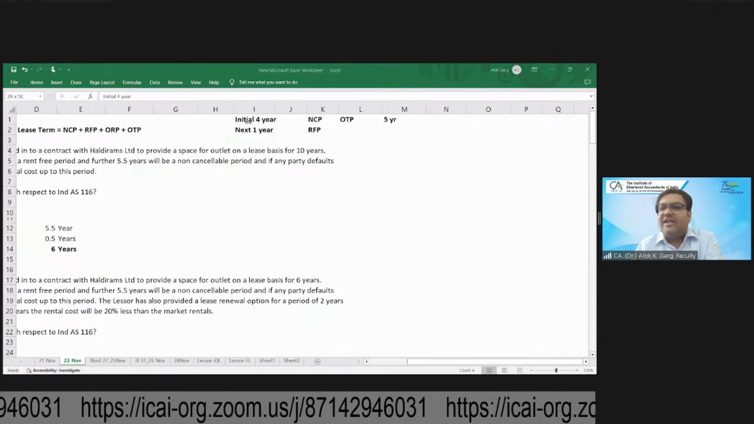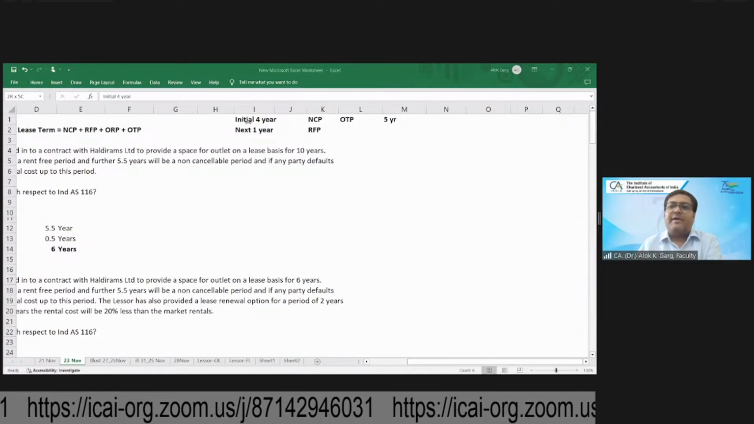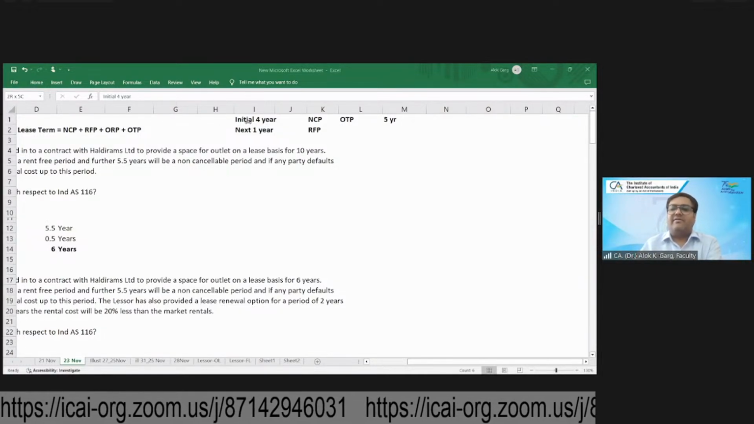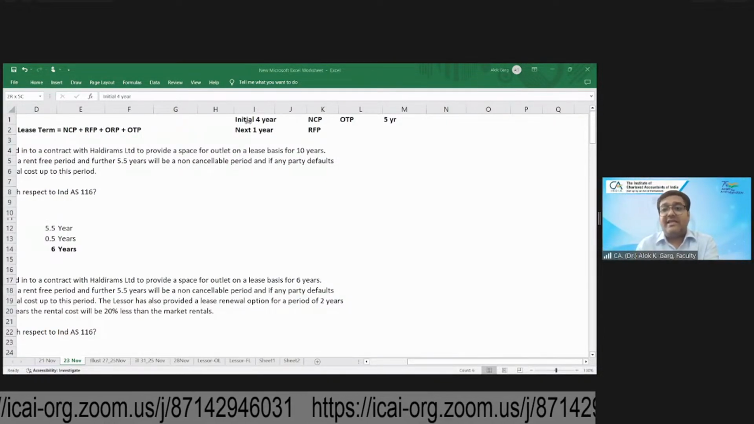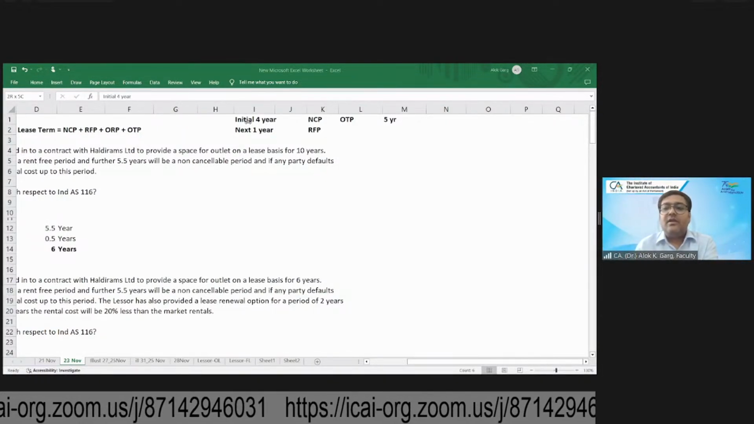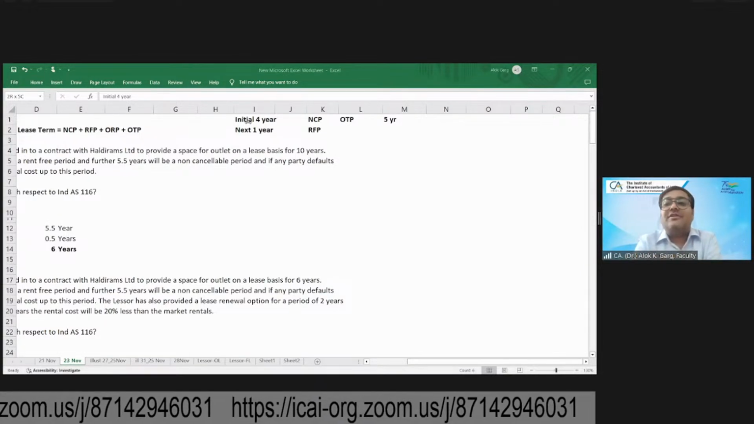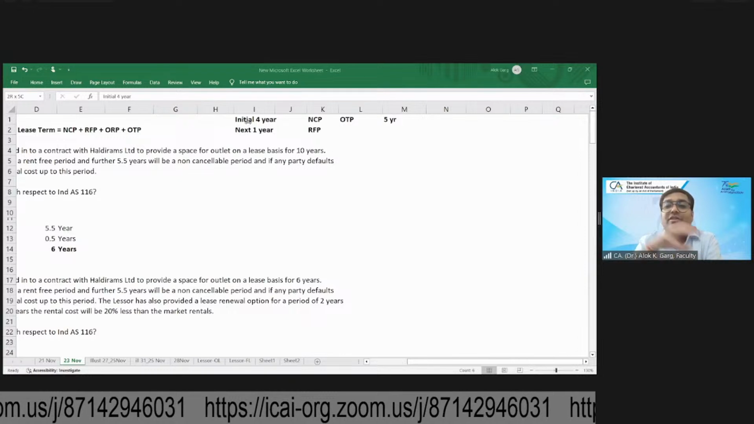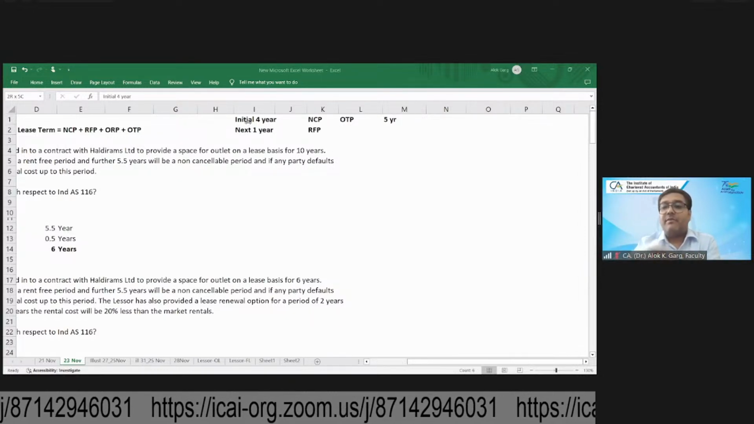So the lessee is not willing to vacate this property for the next 10 years, right? Because he has done a lot of leasehold improvement. So in this case, there is a reasonable certainty that the lessee will not terminate the contract. So in this case, the optional termination period is also going to be captured.